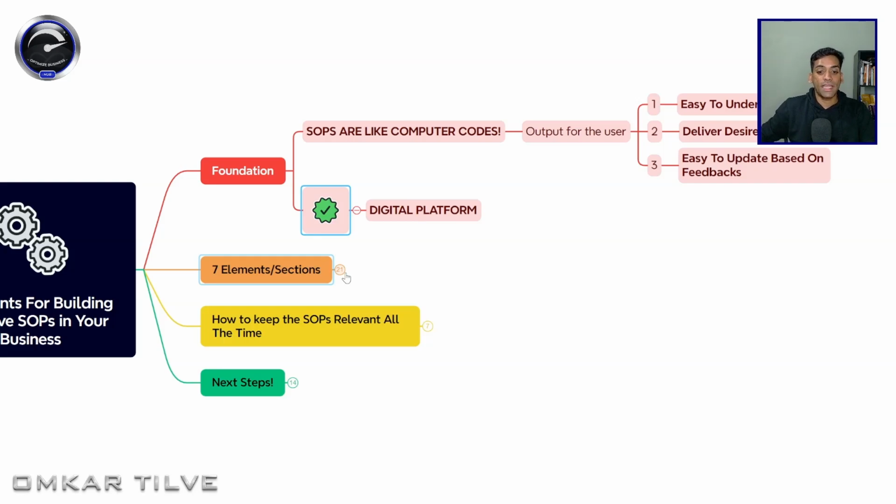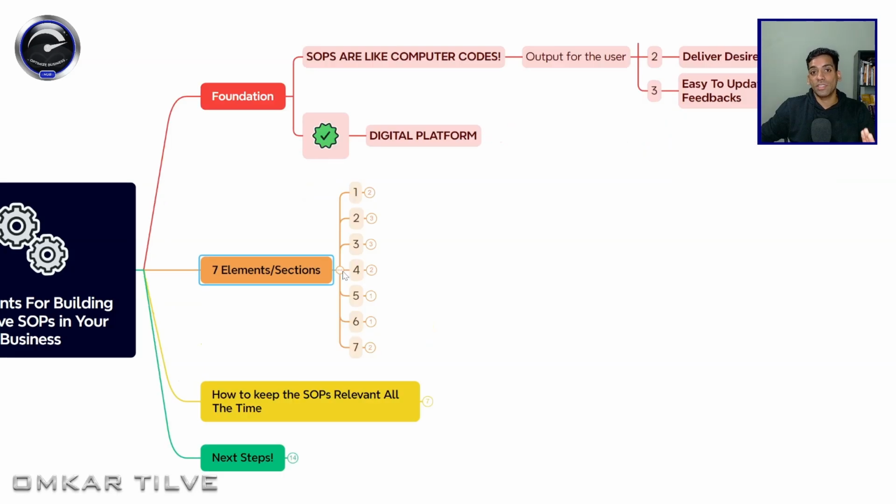So now let's get into the 7 elements, or the 7 sections, that you need to create in your SOPs to make them effective. The first one is purpose, where you need to clearly define why this task needs to be done. Why should this be carried out, so that the person reading that SOP understands why he should be doing that, because this will give him clear directions while executing that SOP.